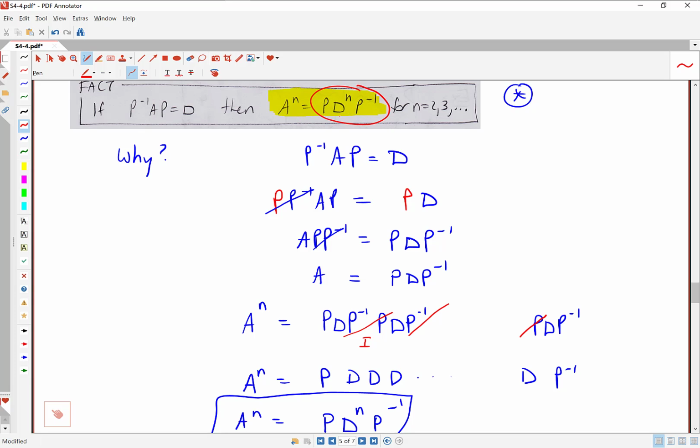Well, remember our fact from a minute ago, really easy to compute powers of diagonal matrices. So D to the n is easy to calculate, and then it's just a matter of multiplying by P on the left, P inverse on the right, and you've got a quick way to calculate A to the n. So let's see this in action.